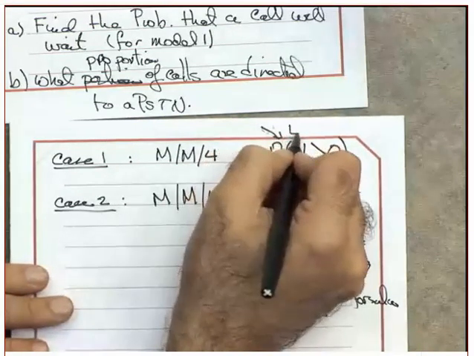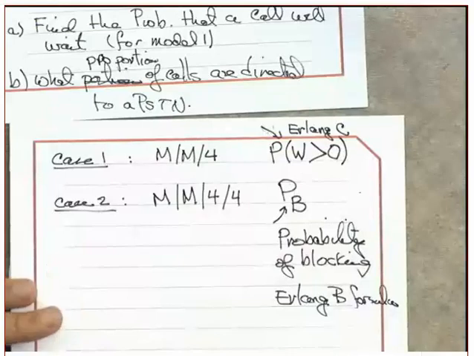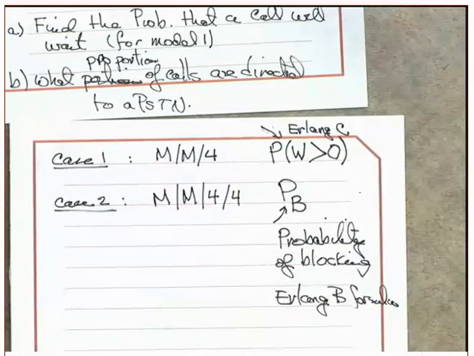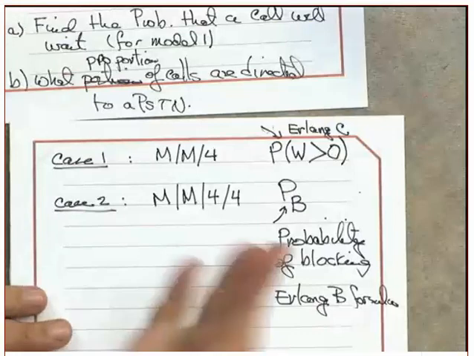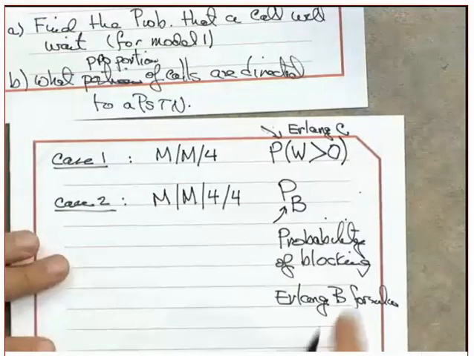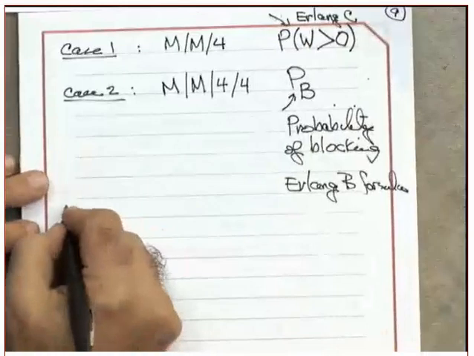Whereas this one is the Erlang C formula. Clear? Can you do this at home? The rest of the problem is just a plug in. Equations you have. But did you get it? Okay. Now let's get back to the model. I'll give you some more examples in just a second.